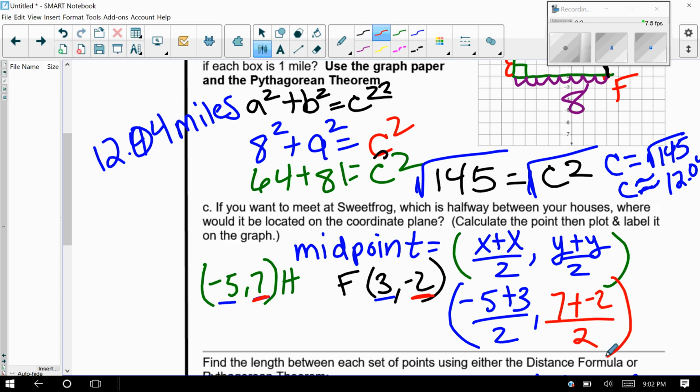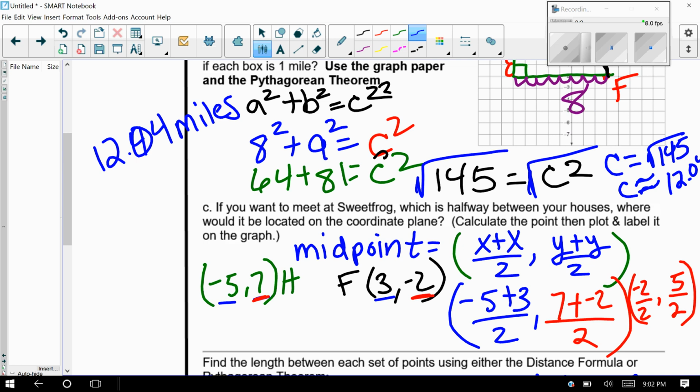Alrighty, now -5 plus 3 is actually -2. So I'm going to bring this right here. We have -2 divided by 2, right? Parentheses, and then a comma. 7 plus -2 is the same thing as 7 minus 2, which is 5. 5 over 2, I kind of gave this to you before. I think these were the same coordinates on one of our quizzes, or very similar.